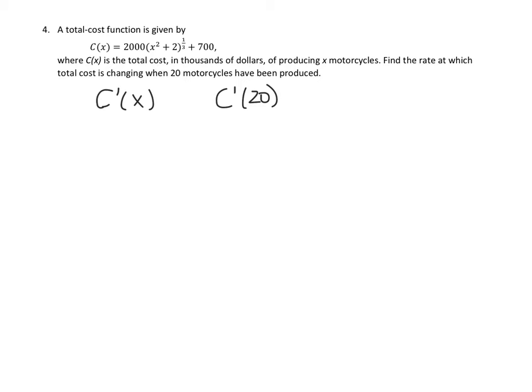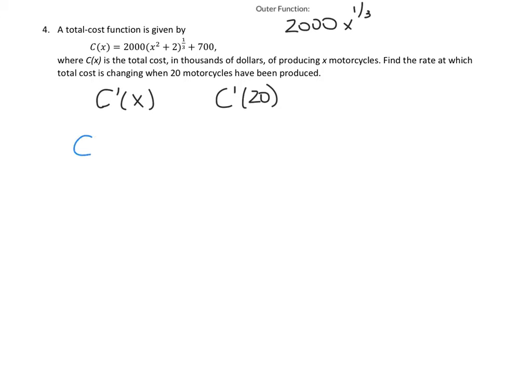Looking at the first term, we have 2,000 times the quantity x squared plus 2 raised to the 1/3 power. When we use the chain rule, we need to identify what the outer function is and what the inner function is. We can think of the outer function as 2,000 x to the 1/3 power. That is like our outer function.